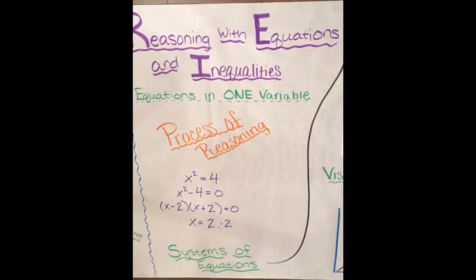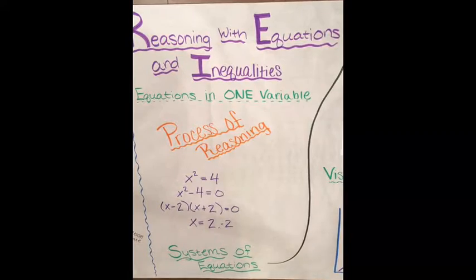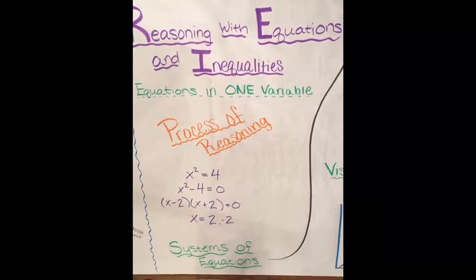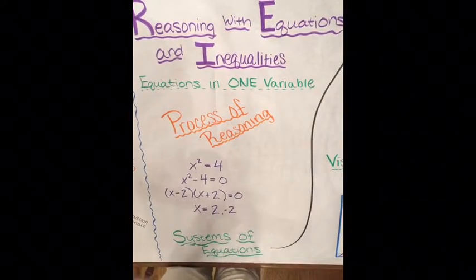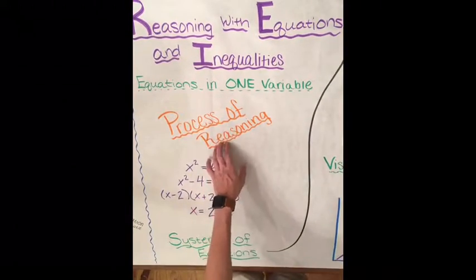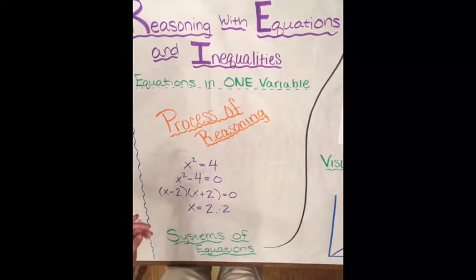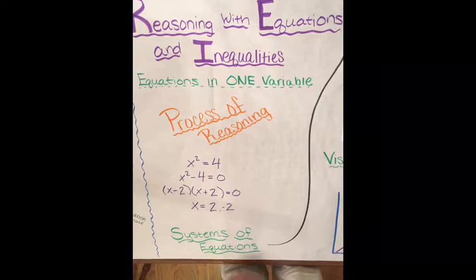All right, so now that we've done creating equations, modeling with these equations, and everything, we need to look at the reasoning behind them. So the reasoning with equations and inequalities, we're going to look at the main meat of the whole thing, which is our reasoning, our process, how we got there, why we did what we did. So we're going to look at this first off with equations in one variable.